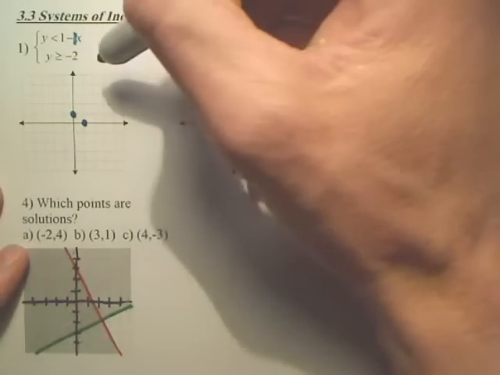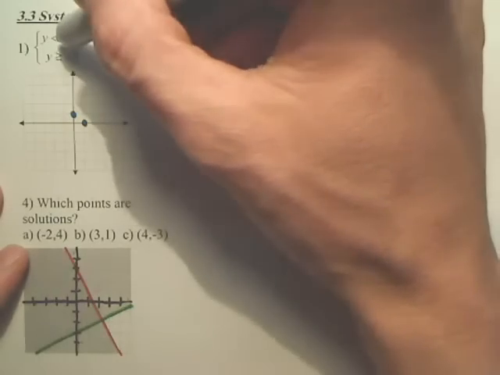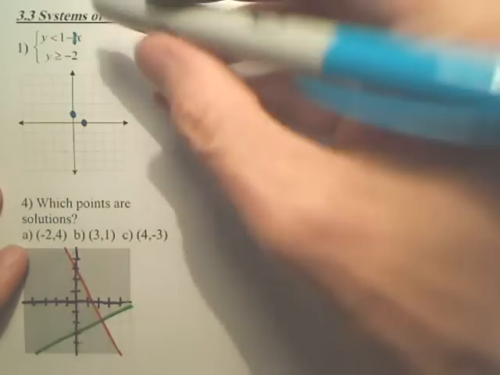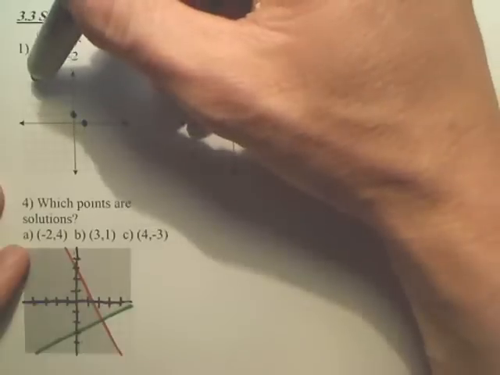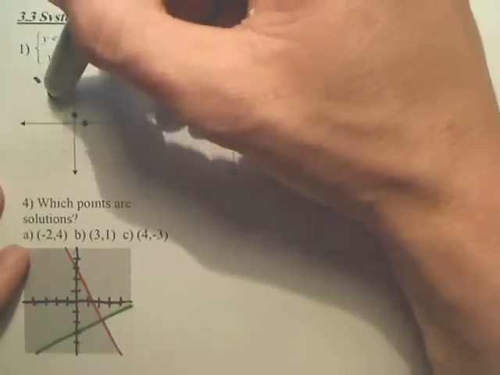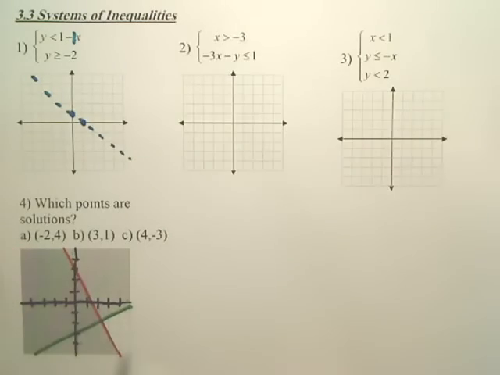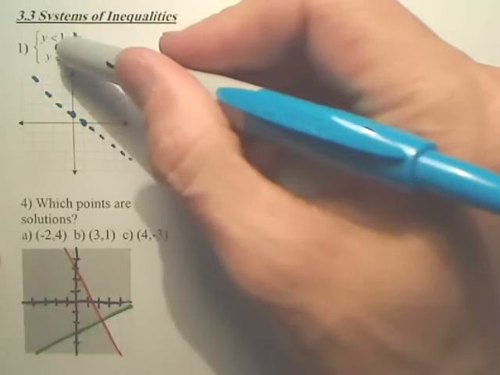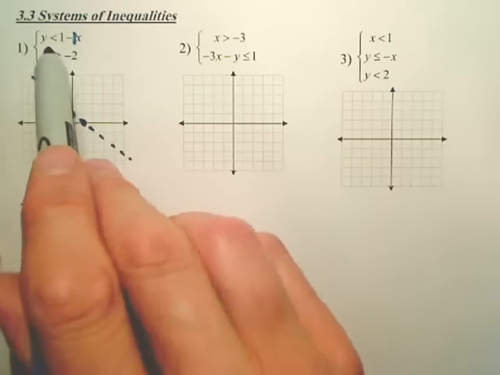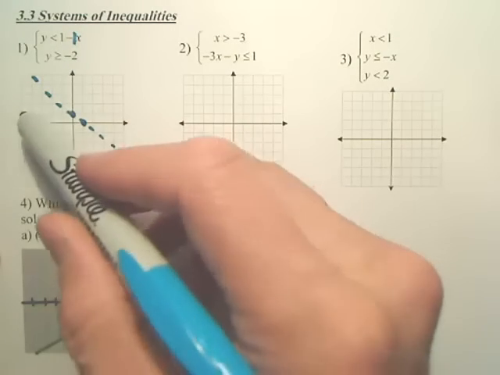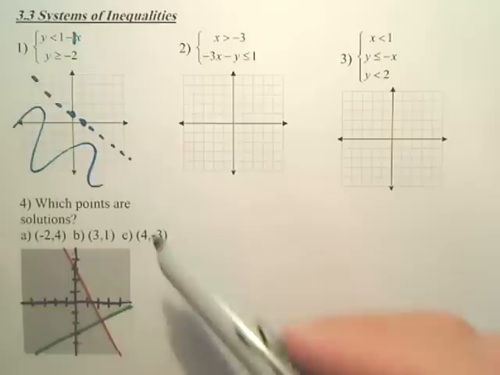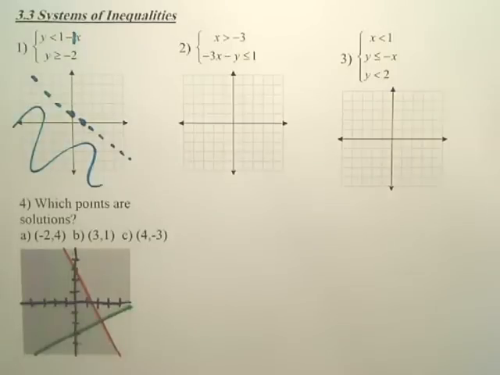Now, it is a dotted line because it's just a less than sign. So we got a dotted line, and that is less than. So less than means bottom, and the bottom is right there. Now, lightly shade. If you do it dark, it gets really ugly because you have multiple graphs.